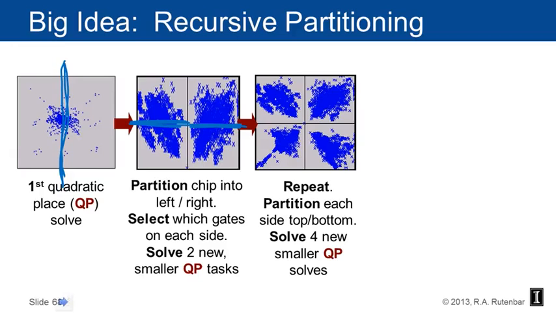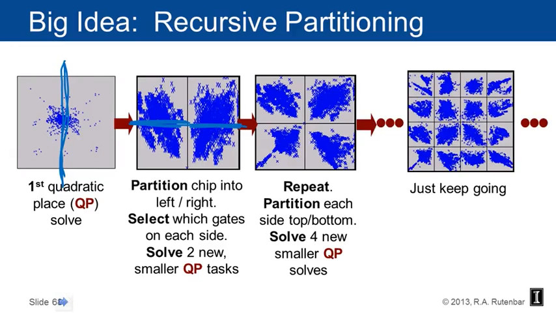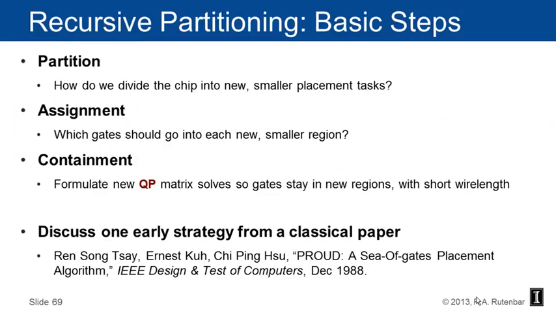And I will just continue to do this until I get a placement that looks a little bit more like a real physical placement. So the one on the right I'm showing you here, and this is a real one, by the way. This is the result after 16 QP solves. And you can just keep going until the number of gates in each of these little cells, these little grid squares, is something manageable. So here's a high-level recipe for how recursive partitioning is going to work.